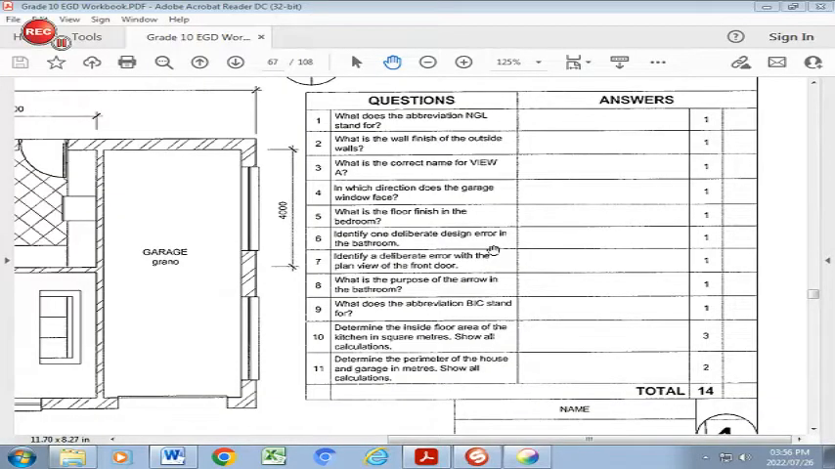If you are currently sitting with this page, you will have to fill in all the answers as we make our way through the 11 questions. Question number 1, what does the abbreviation NGL stand for? And that would be natural ground level.